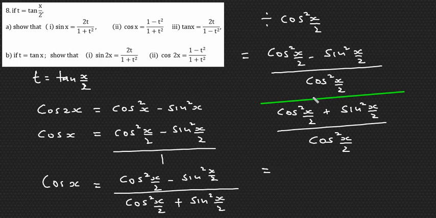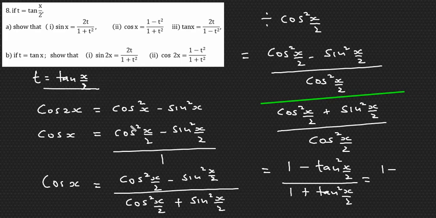So this is going to be 1 because cos squared x by 2 divided by cos squared x by 2 is 1, minus sine over cos is tan, and these are squared, so we shall have tan squared x by 2. Then when you come down here, this is going to give us a 1 plus sine over cos is tan, and that is tan squared x by 2. Now this is going to be equal to 1 minus, because t is the tan x by 2 from here, so this is going to be 1 minus t squared over 1 plus t squared.